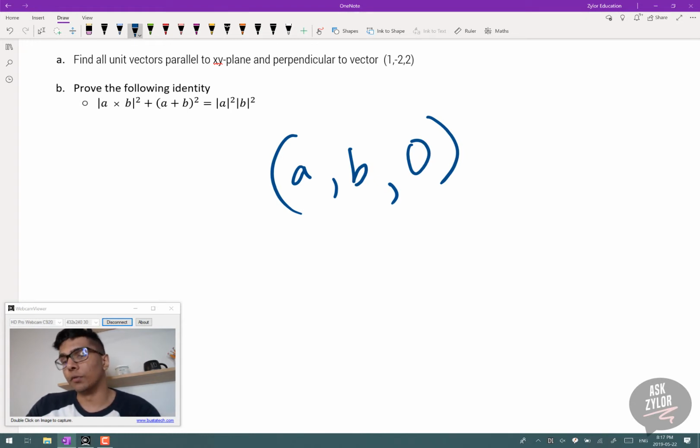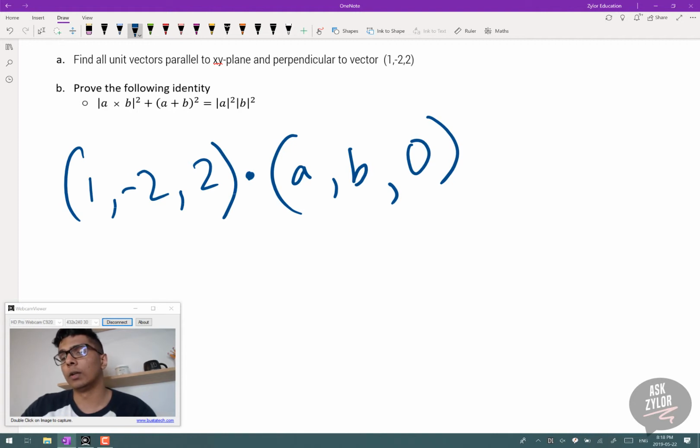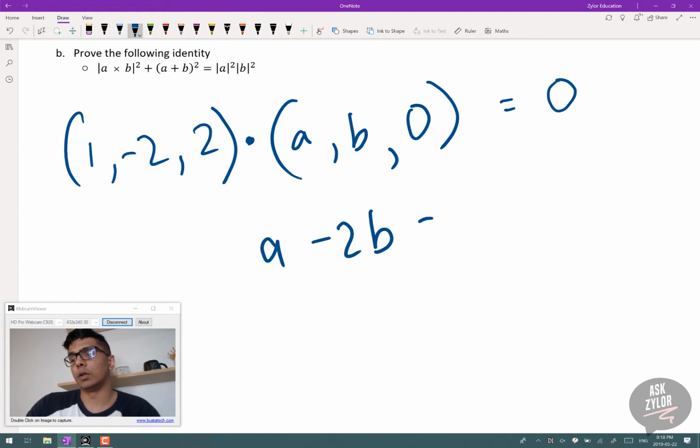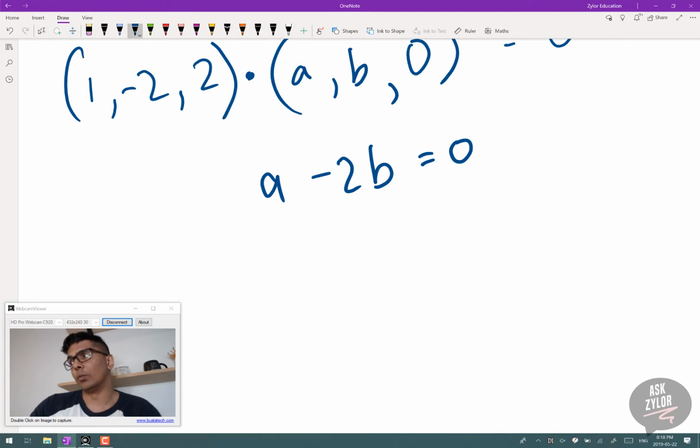So we should know that two vectors that are perpendicular will give a dot product of 0. So let's try and use that to advantage and say, if I take the dot product of (1, -2, 2) with this new vector that we found, (a, b, 0), that dot product should be 0. So let's try and find what the a and b values are. If I do the dot product, I end up with a minus 2b is equal to 0. So I end up with a is equal to 2b.